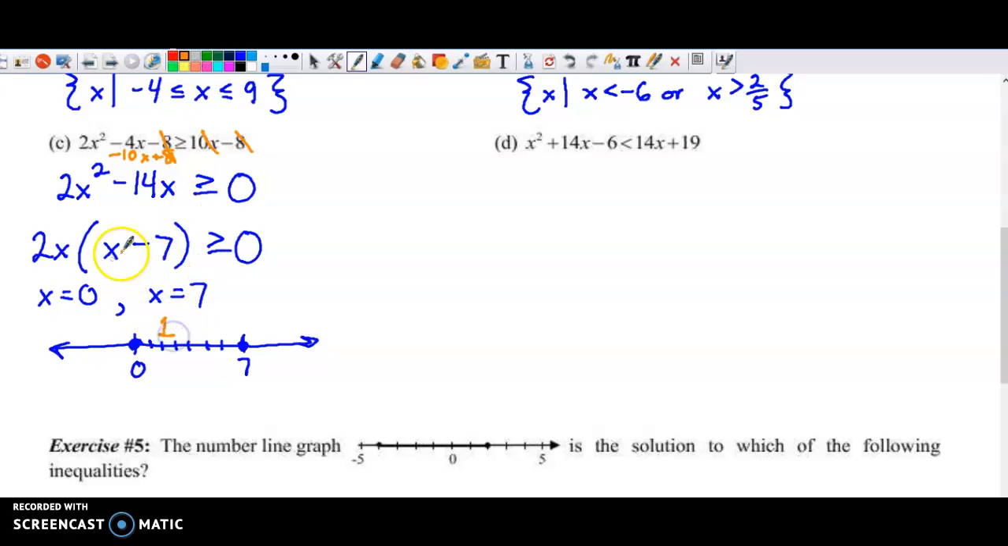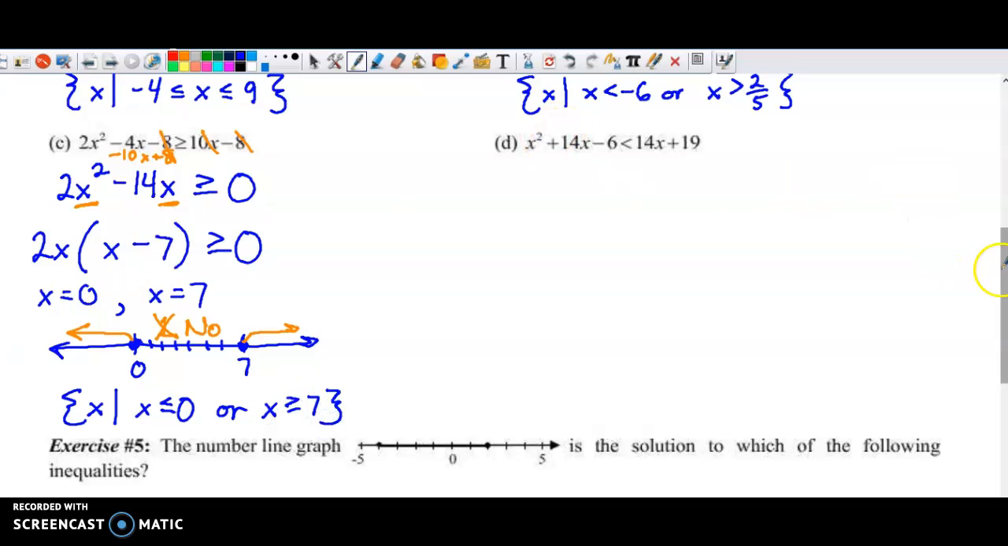1. Is it true that if I plug it in here, I would get 2 minus 14 is negative 12. Is negative 12 greater than or equal to 0? And that answer is no, so it must be values on the outside. No, it does not work for 1. So in set builder notation, we would just have to write values for x such that, or satisfying that x is less than or equal to 0 or x is greater than or equal to 7.